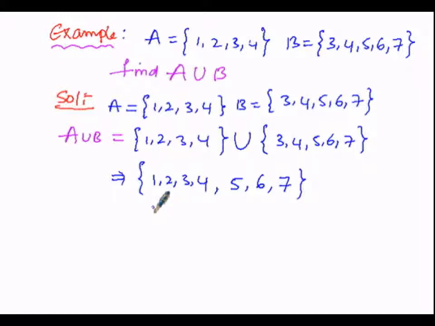So in this manner we got, hence, A union B is equal to 1, 2, 3, 4, 5, 6 and 7 are the elements of A union B. Similarly, let us find even B union A also. So here we find A union B and even B union A.